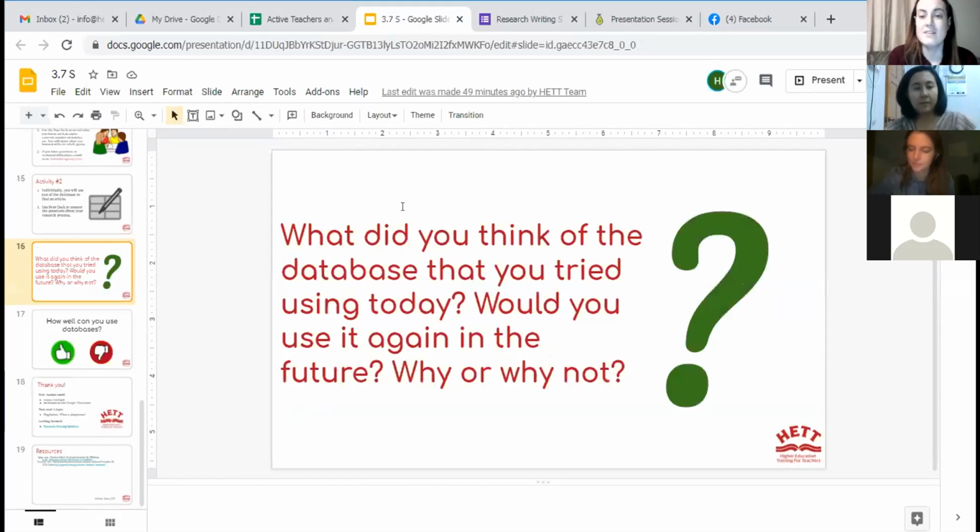Okay, what do you think of the database that you tried using today? Would you use it again in the future? Why or why not? So just think of the databases that you looked at, either in your group or by yourself. Would you use it again in the future? Have you used it before? Are you going to use it in the future? And you can just put it in the chat box, or you can tell me if you would like.